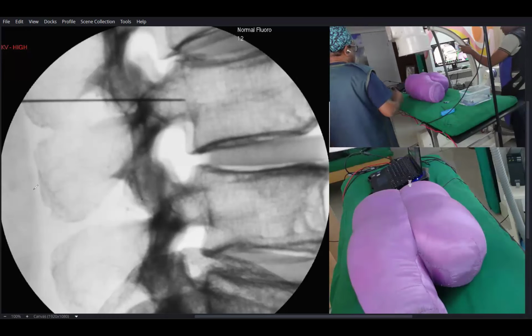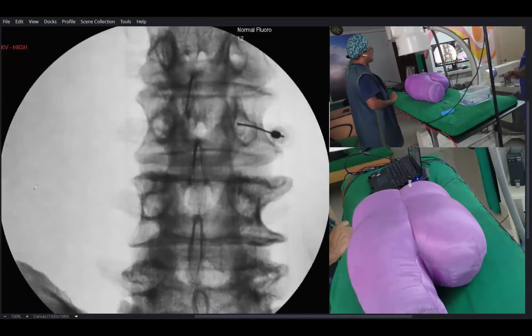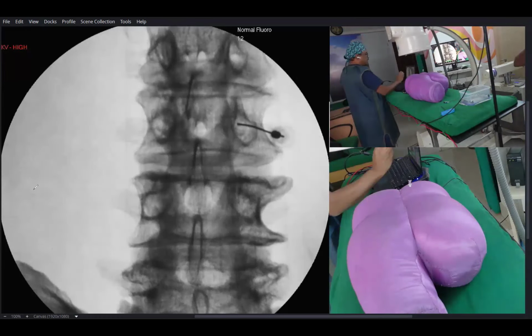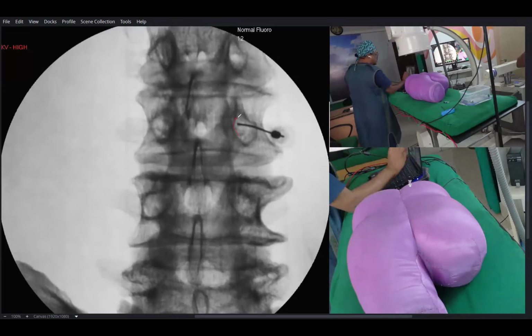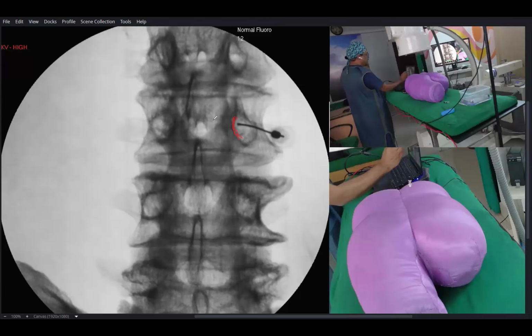So when I'm in the lateral view, I'm still not crossing the posterior cortex. What is important here is that my needle has not crossed the posterior cortex, which is the lateral boundary of the spinal canal. I must not cross this medial pedicular line until in the lateral view my needle has crossed the posterior cortex. Once I have crossed the posterior cortex, it means I have reached the vertebral body. That time your needle tip can be reaching there.